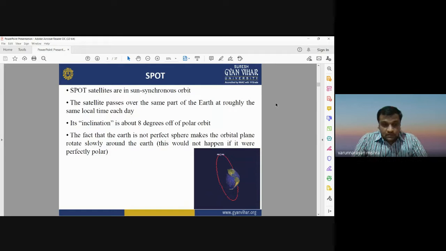Spot satellites are based on sun-synchronous orbits. The satellite passes over the same part of the Earth at roughly the same local time each day. As we know, most remote sensing satellites are sun-synchronous, so Spot is also a synchronous satellite, and it can pass over the same area on the Earth's surface at the same local time every day. Its inclination angle is around 8 degrees off the polar orbit. The fact that the Earth is not a perfect sphere makes the orbital plane rotate slowly around the Earth. This would not happen if it were perfectly polar.